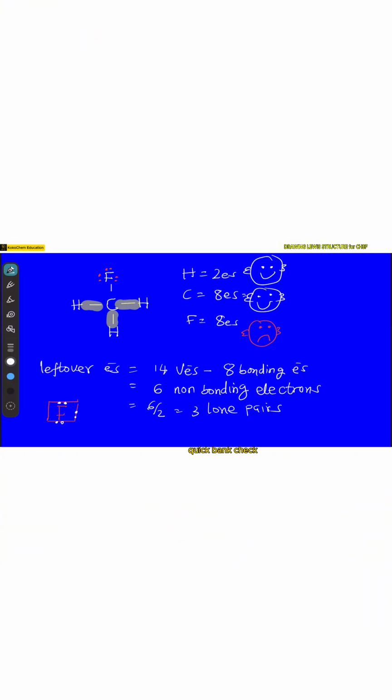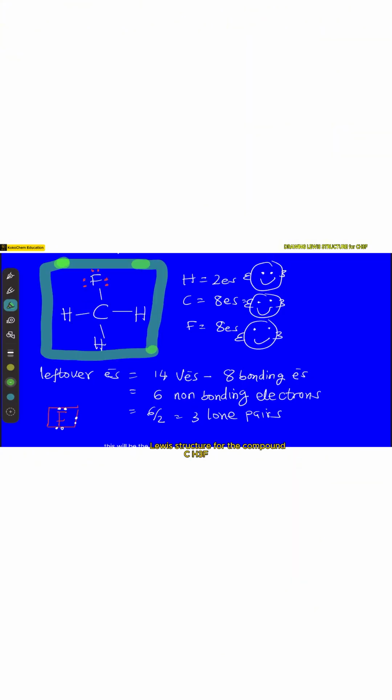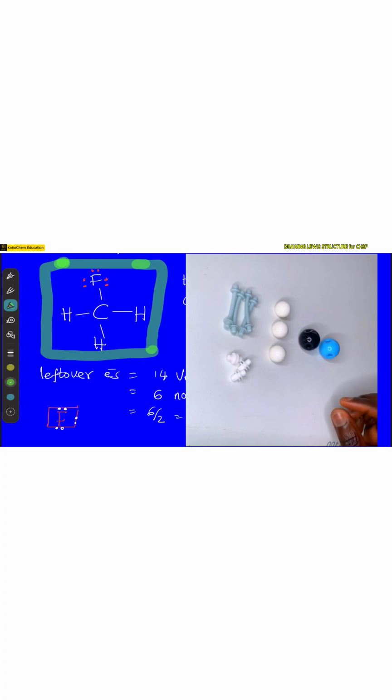Now let's do a quick bank check. Carbon already has 8 electrons, we've seen it. Hydrogen has 2 electrons because it only needs 2. Let's count the number of electrons around the fluorine. We have 2, 4, 6, and 8. Fluorine wanted 8 electrons, and now it has 8 electrons. That means fluorine is happy. This will be the Lewis structure for the compound CH₃F.